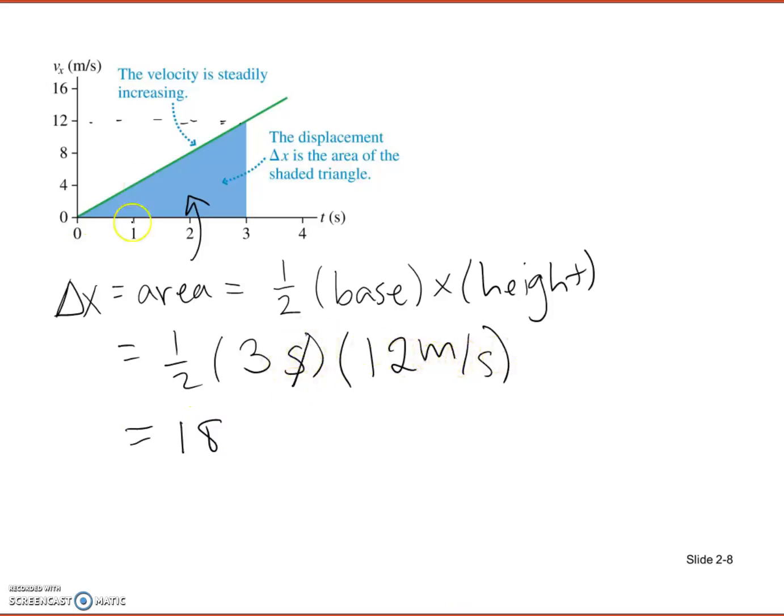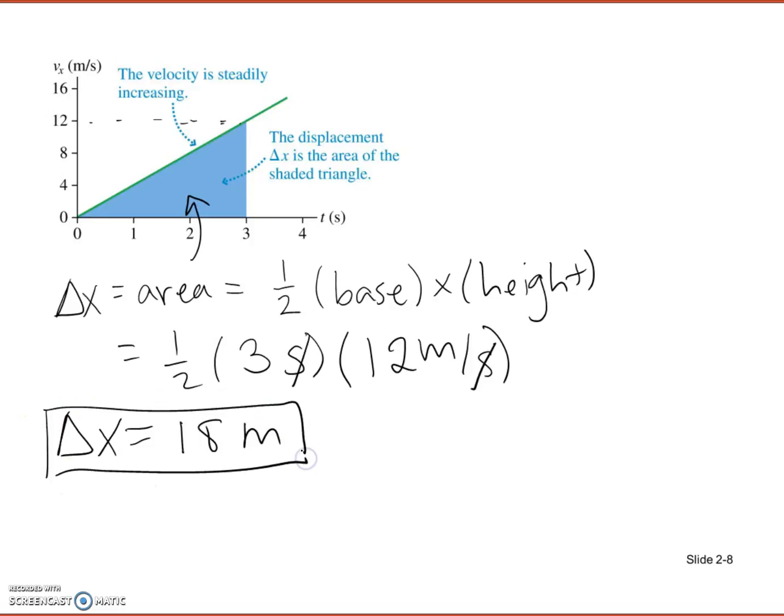Now let's look at our units. The seconds cancel, and I'm left with 18 meters. So my displacement, delta x, is equal to 18 meters. That's how far the car went in the first 3 seconds of its acceleration.